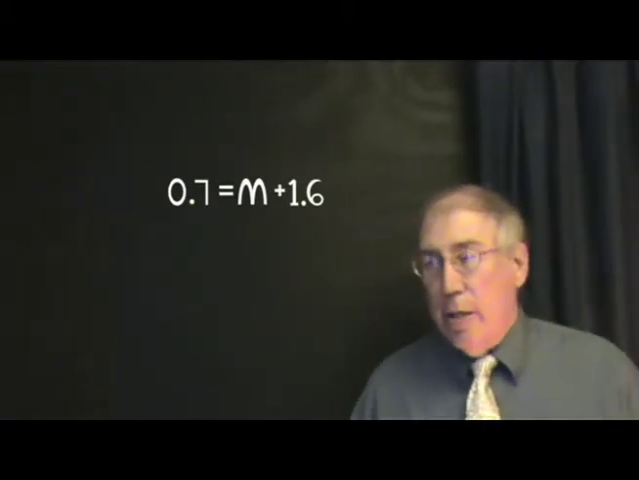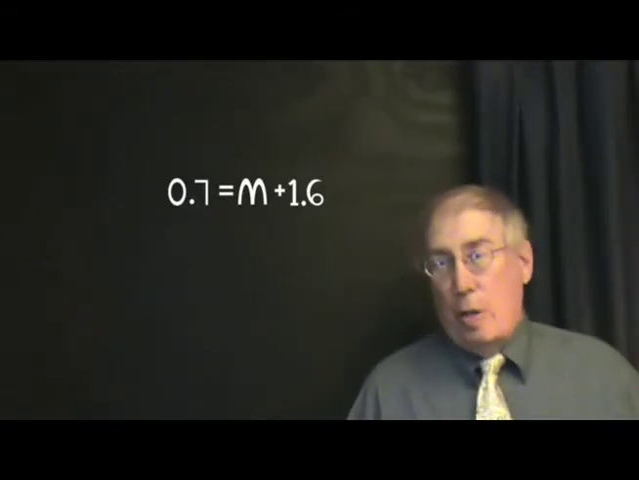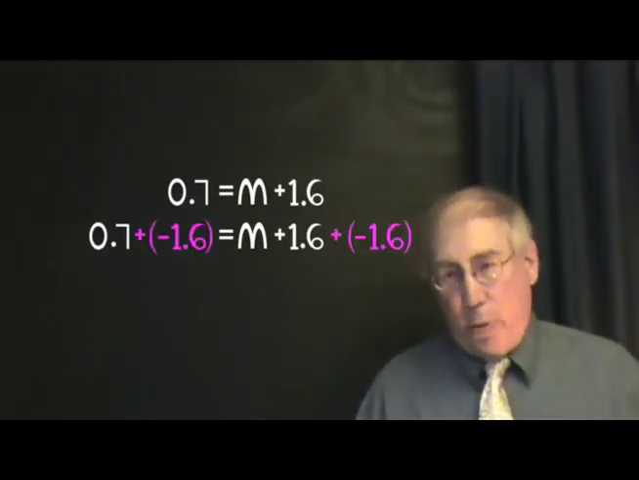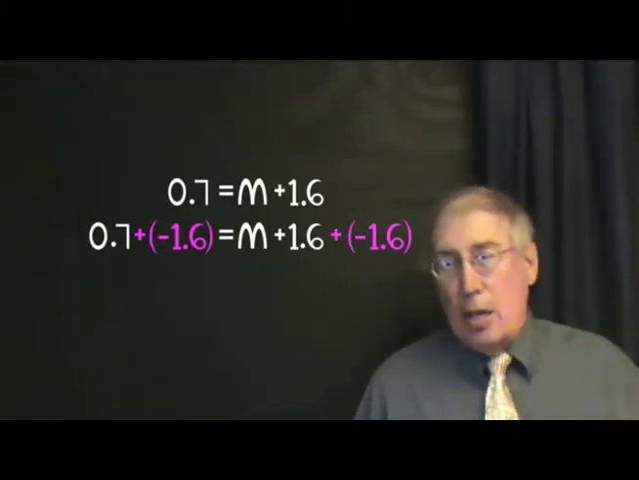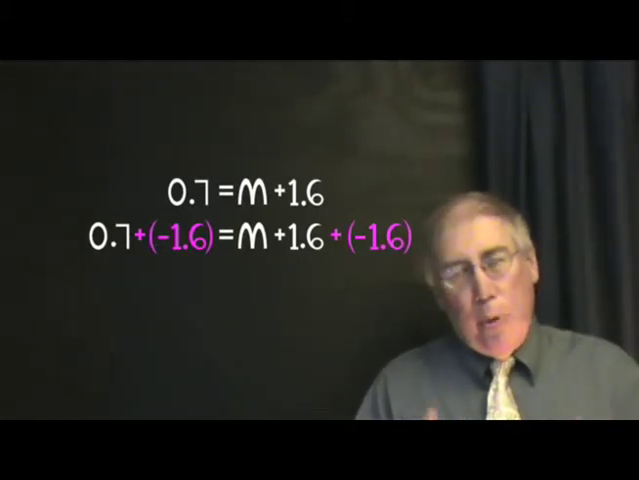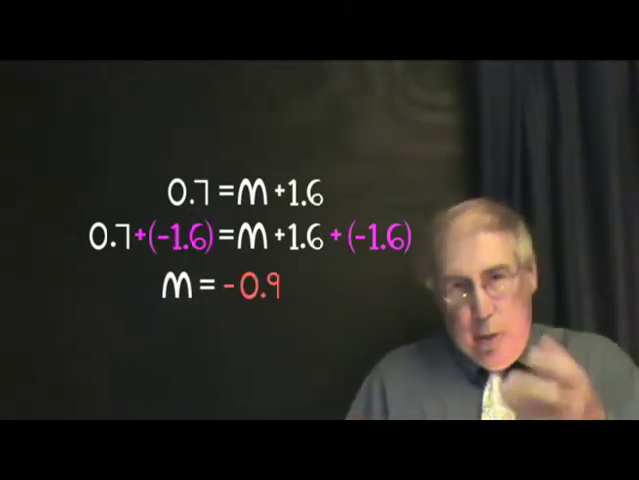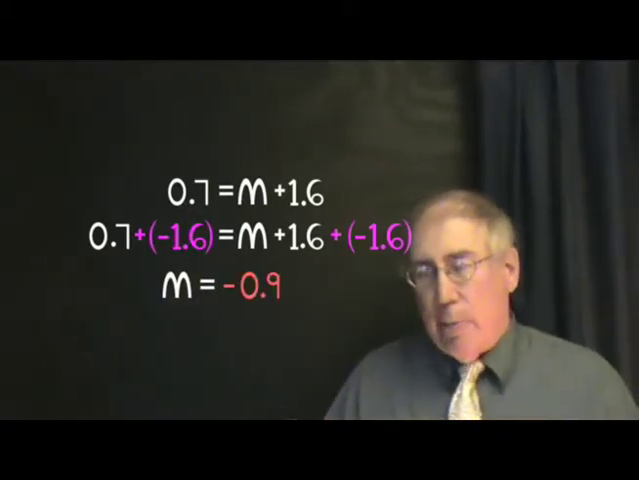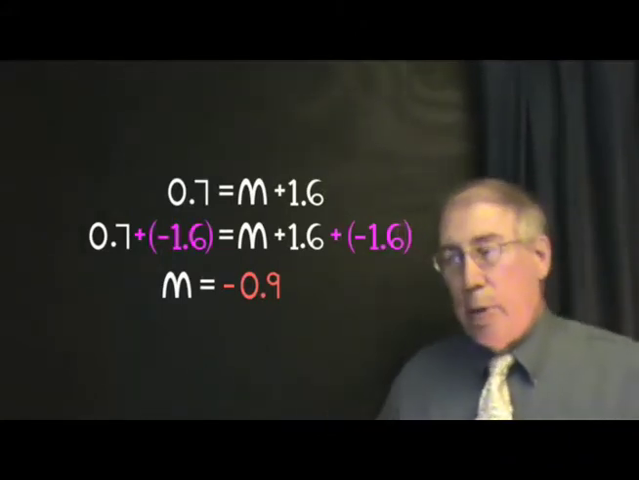Similar situation here. This time we're going to add a negative 1.6 to both sides. And on the right-hand side, we'd get m. On the left-hand side, we've got a negative 1.6 and a positive 0.7. So we can subtract there and put the sign of the larger number, so we'll get m equals negative 0.9.